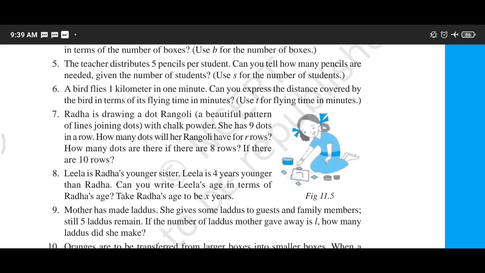Today we are doing exercise 11.1, question number 6. A bird flies 1 kilometer in 1 minute. Can you express the distance covered by the bird in terms of its flying time in minutes? Use T for the flying time in minutes. Now let's do it.